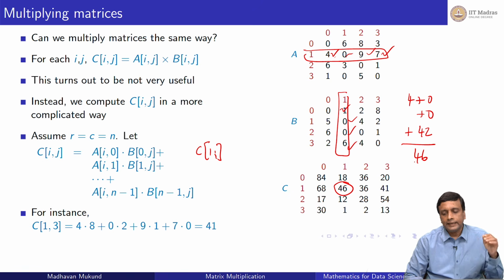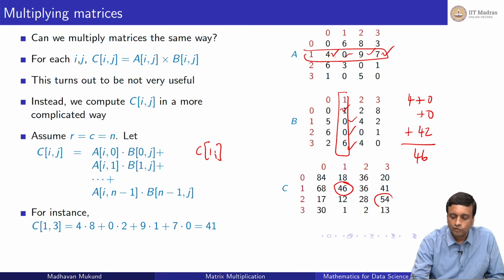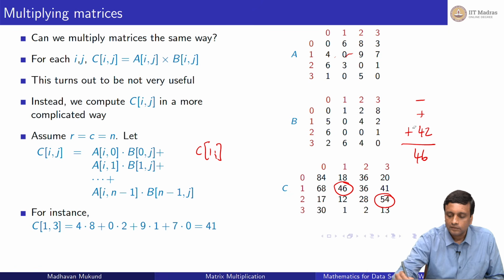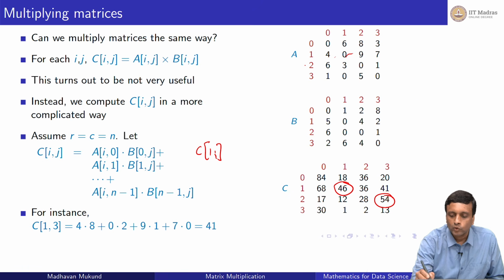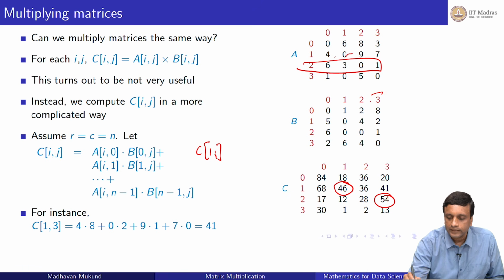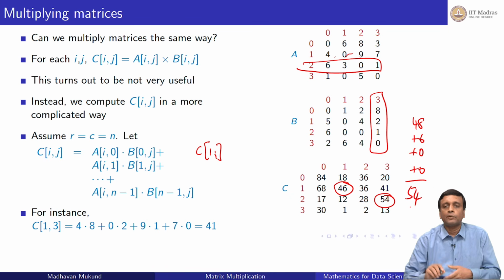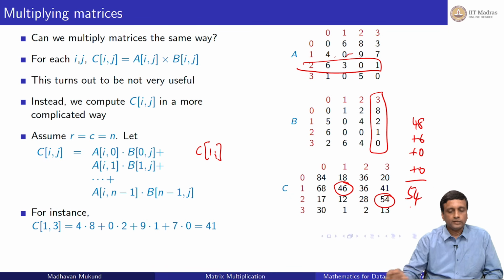So I can do that for any entry. I can take this 54 and do the same thing. If I want this one, then I want to go to 2 comma 3. So I want to go to row 2 column 3, and now I have 8 times 6 is 48, plus 3 times 2 is 6, plus 0 times 1 is 0, plus 1 times 0 is 0. So I get 54. So this is how I compute the product.